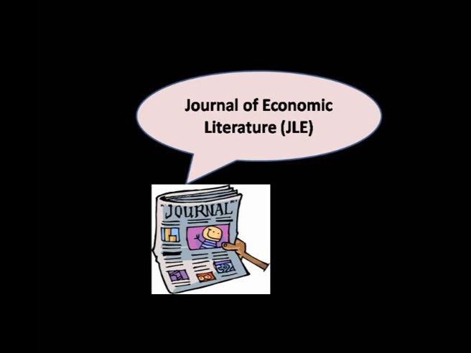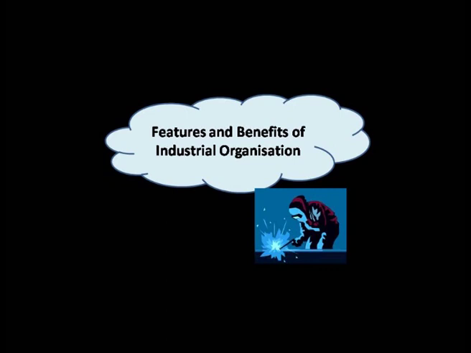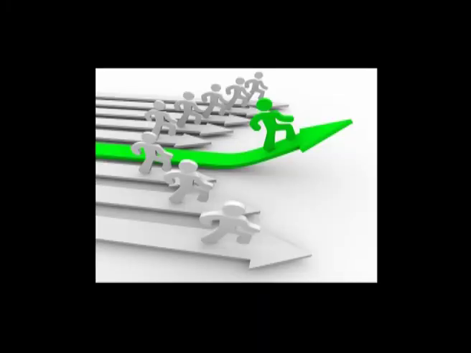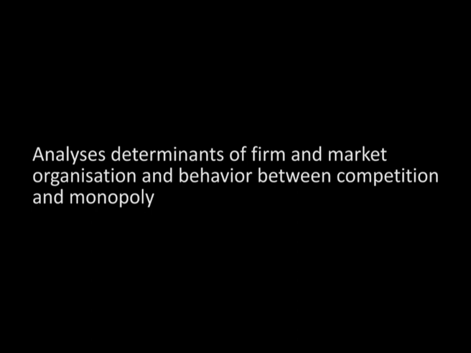The classification is done based on the Journal of Economic Literature. The features of industrial organization are also a critical area to learn about. So we briefly outline the features and benefits of industrial organization. Industrial organization adds to the perfectly competitive model such real-world complications as transaction costs, limited information and barriers to entry of new firms that may be associated with imperfect competition. It analyzes determinants of firm and market organization and behavior as between competition and monopoly, including from government actions.